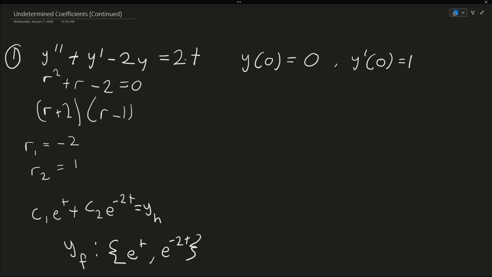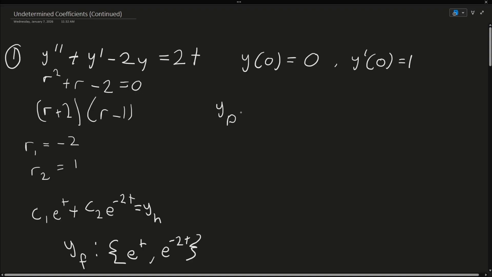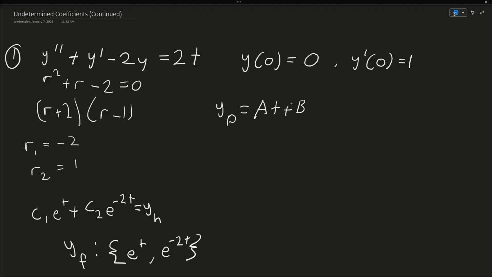So for this problem, we have a first degree polynomial. So our y particular will be at plus b. This is an example polynomial with first power. These a and b could be anything, and this is going to be our y particular. Now if we check with the fundamental set of solutions whether it's linearly independent, we can clearly see that we don't have e to the t or e to the minus 2t in this part. So this means that we are linearly independent.